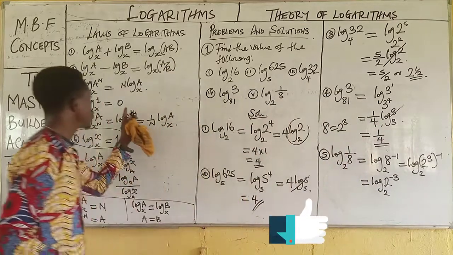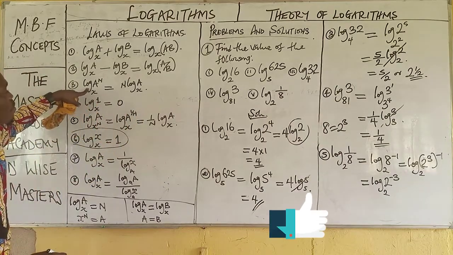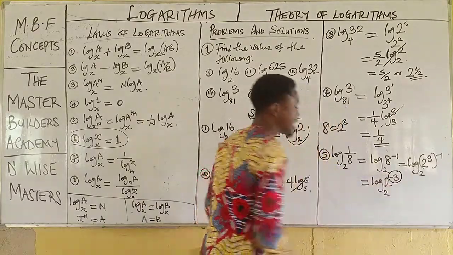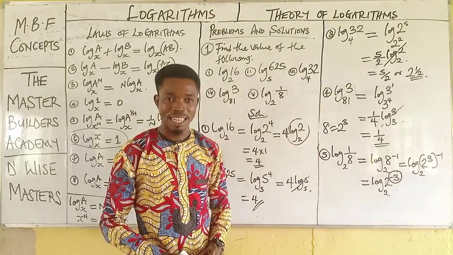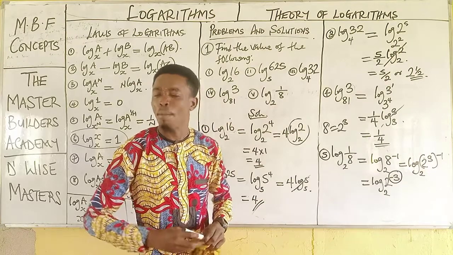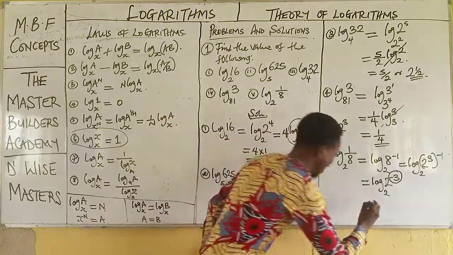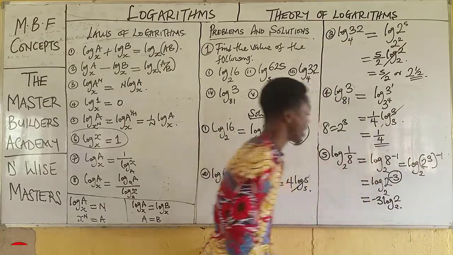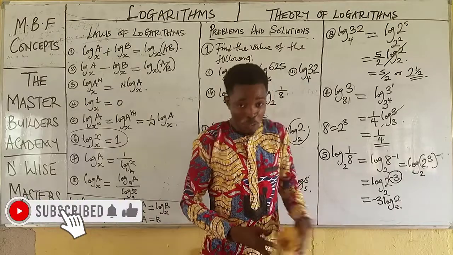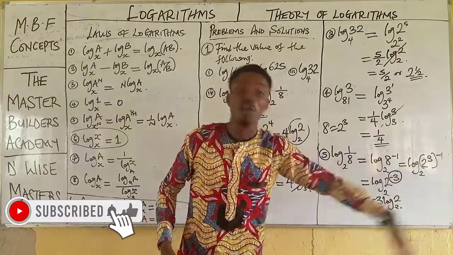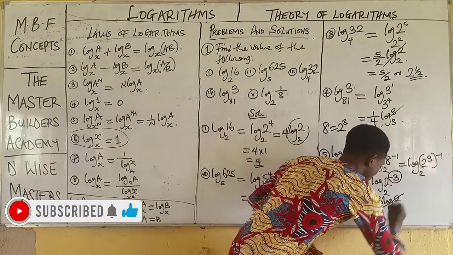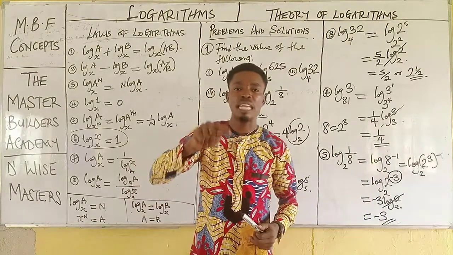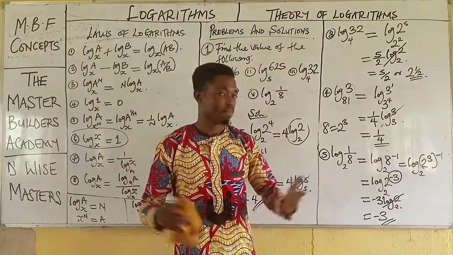At this point, we can make use of the third law of logarithm by removing this negative power and making it the coefficient of the number. Is this wonderful, guys? Are you mind blown already? Okay, now this will give us minus 3 log 2 base 2. Now that we have log 2 base 2, log of the same number, what do we have? This is 1. Therefore, our final answer becomes minus 3. I hope you have gained value from this class.